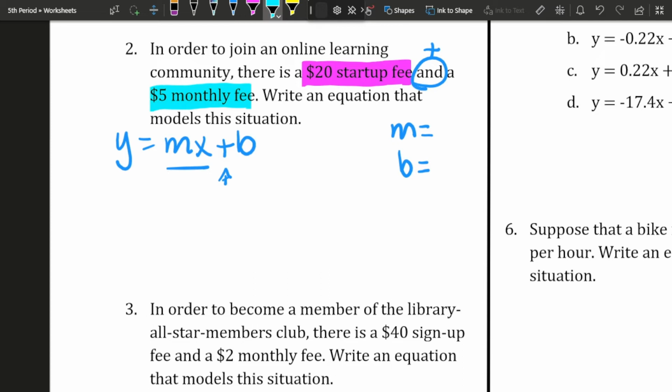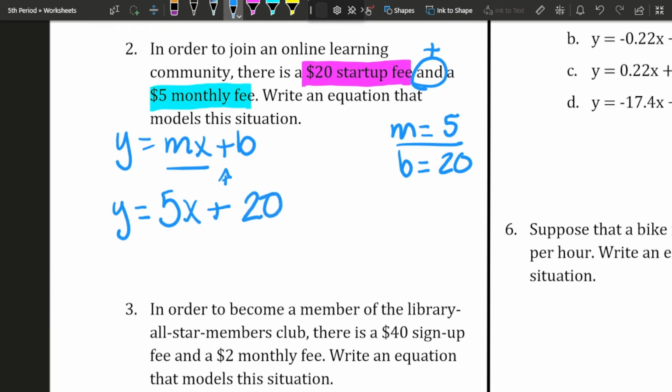And like I said, b is gonna be the thing that only happens once. In this case, what happens only once? What do you pay only one time? The $20, right? The startup fee. And the thing that you're gonna pay every single month is what? 5. Right here. So now you have your value of m and you have your value of b. You can go ahead and substitute those values into the equation, and you're gonna have y equals, instead of m, I'm gonna use the number 5. You keep the x because x is gonna be the number of months. Whatever number of months you wanna put in there, you can find the total, after you add b, which is the initial fee, which is 20. So that is my equation.